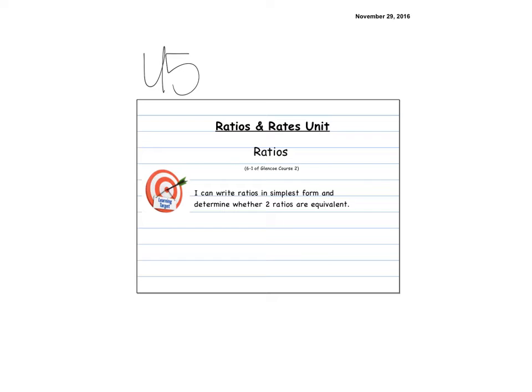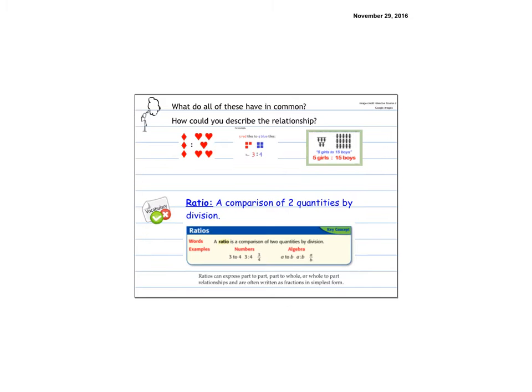At the beginning of a new spot in your notebook, label unit 5, rates and ratios unit, and then this lesson is on ratios. Our learning target is being able to write ratios in simplest form and determine whether two ratios are equivalent.